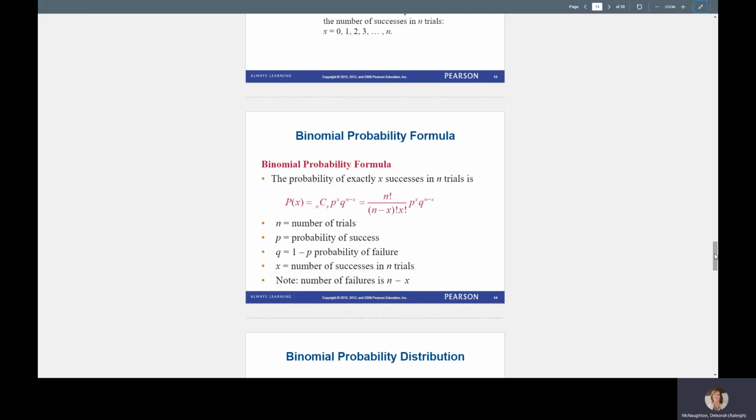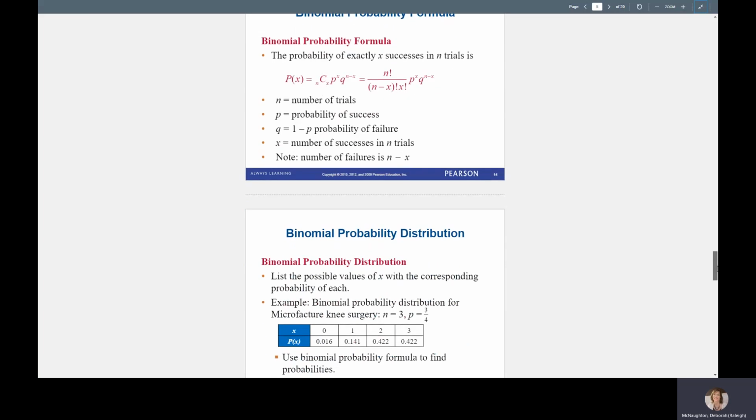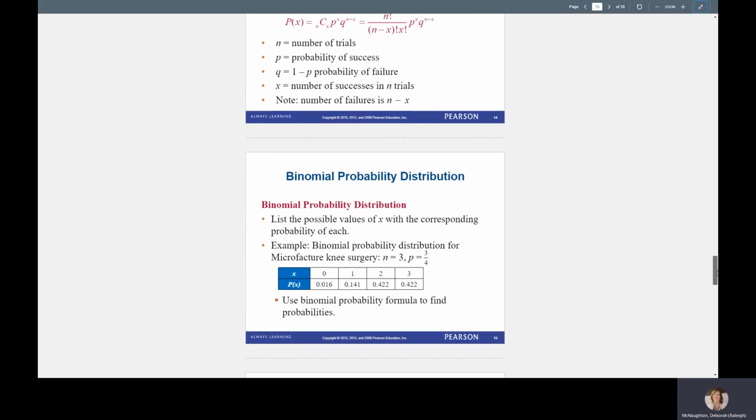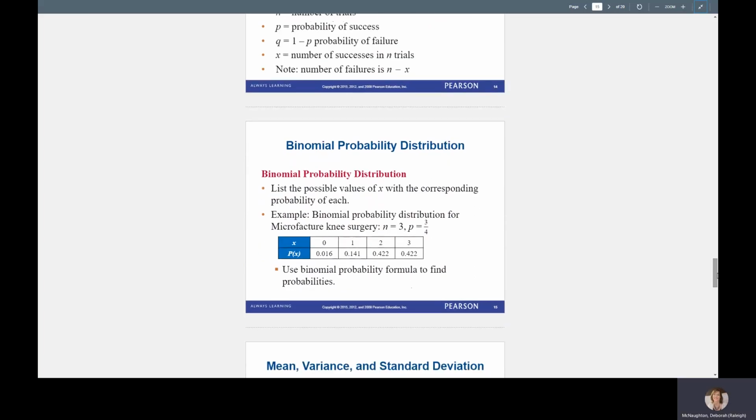But I'm going to show you in Excel how to do this. I'll show you how to put this formula in, but we're going to do it without this formula because Excel has a built-in formula for the binomial distribution, which is a lot easier to use. So here's how you create it. The way that you create a binomial probability distribution is you list all the possible values of X with the corresponding probability of each.